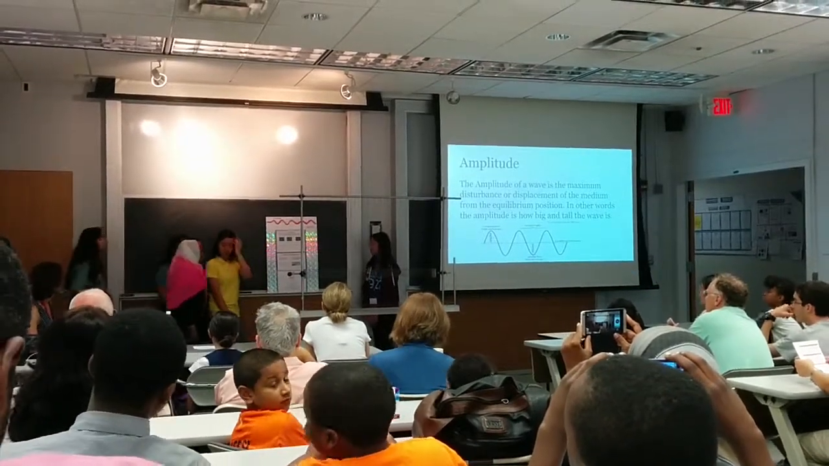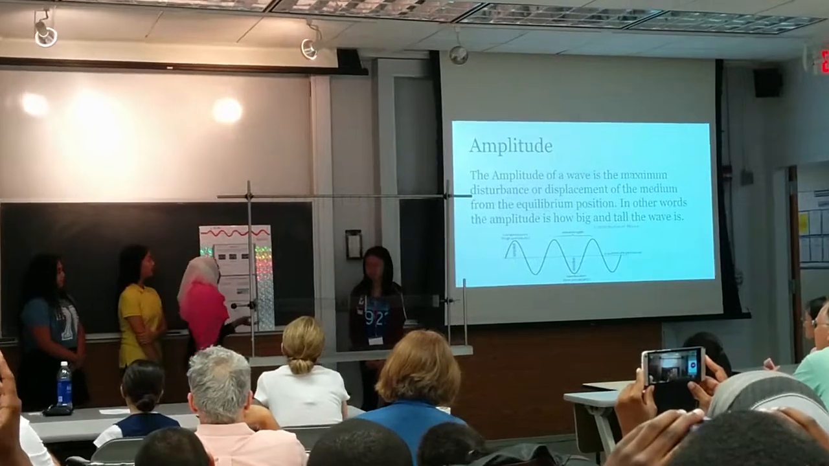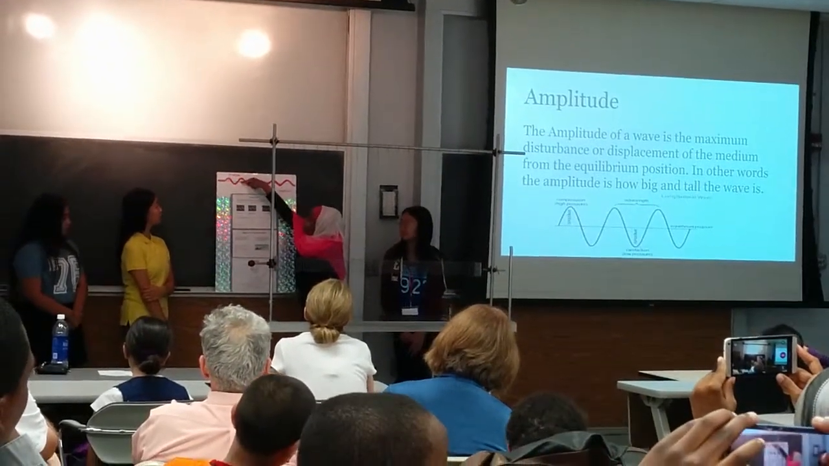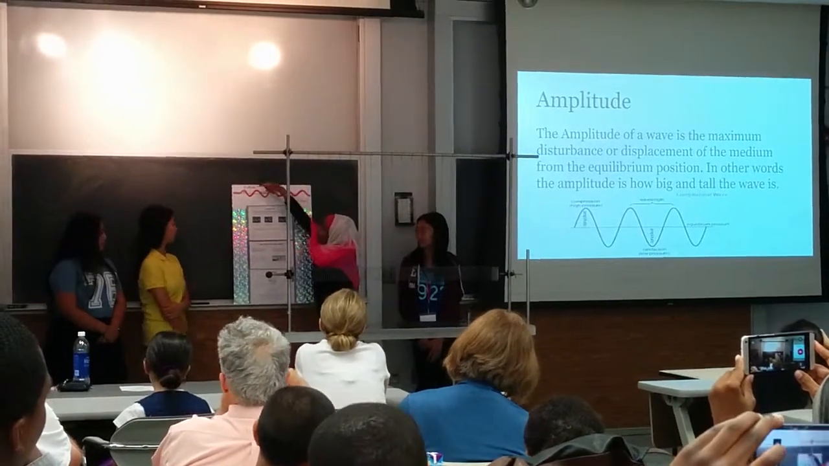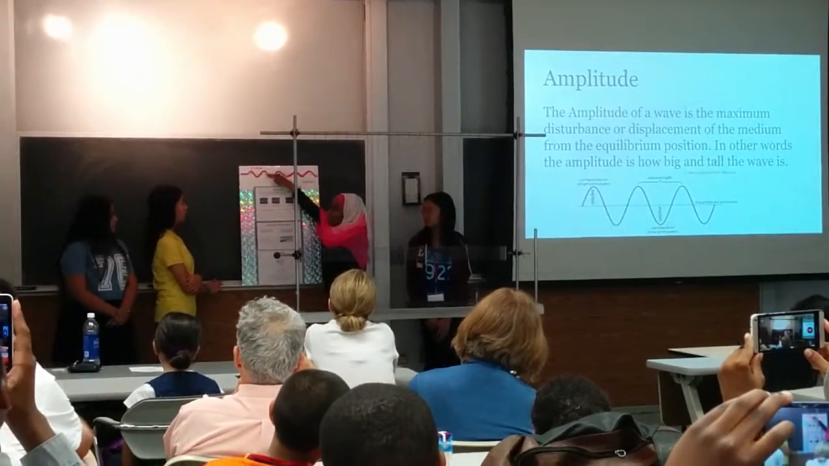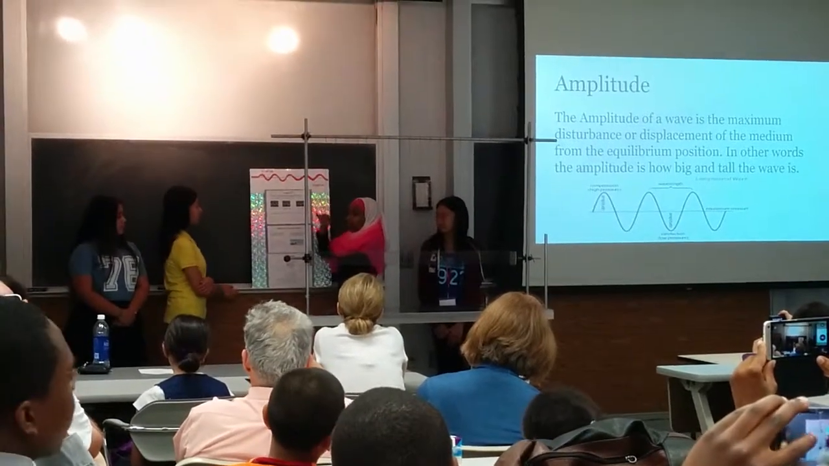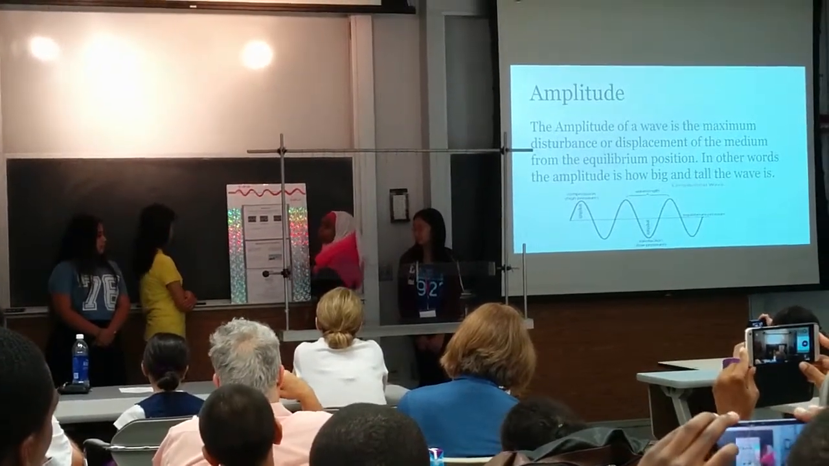So the amplitude of any wave is from the equilibrium position, which is right here, to the crest, which is the top, and from the equilibrium to the trough. So it's how big and tall the wave is. That's what the amplitude is.